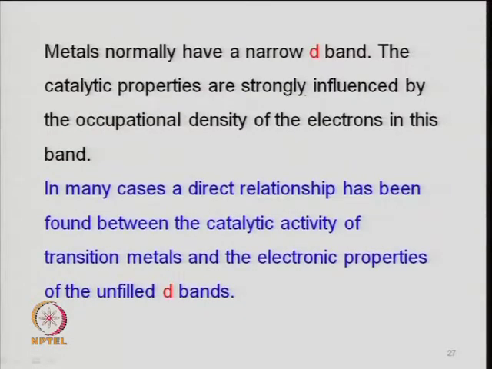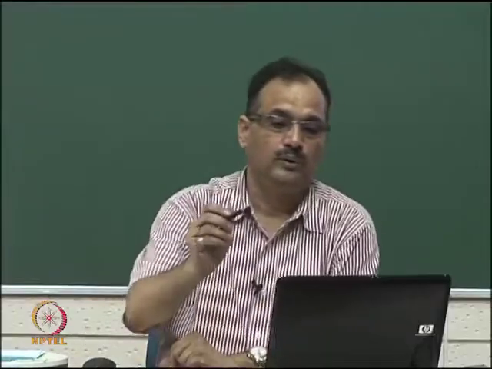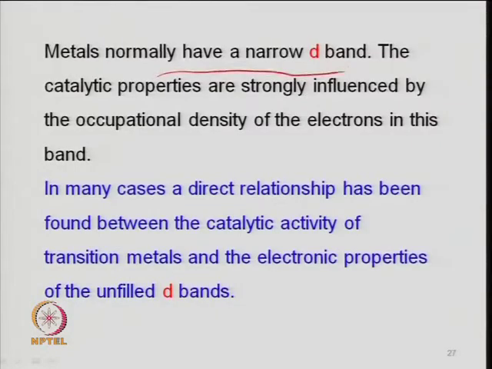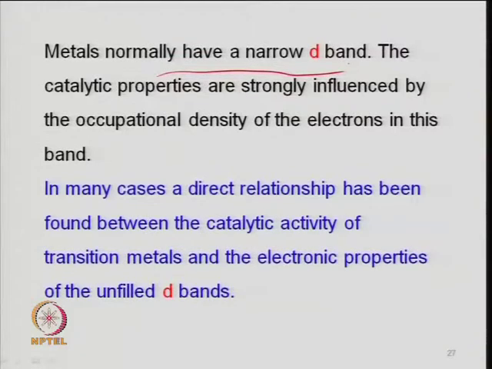Now, if you look at the metals, metals normally have a narrow d band. I was talking just about the d band theory. All the metals have a narrow d band. The catalytic properties are strongly influenced by the occupational density of the electrons in this band. So, how many electrons are available in that d band is what we are talking about for the selection. The transition metals are good, with unpaired d electrons in the d band. That is very important in this band.